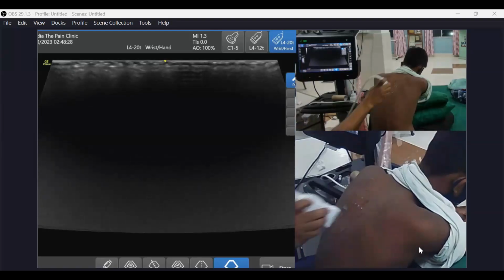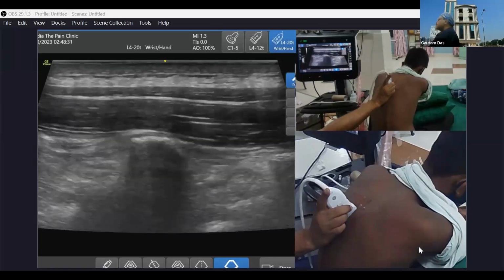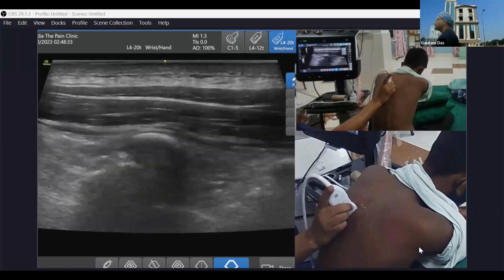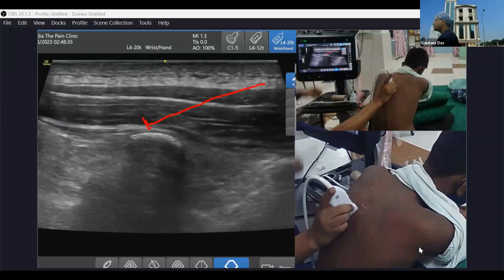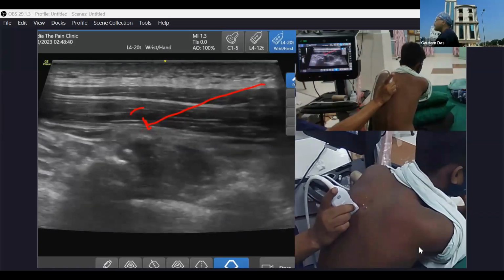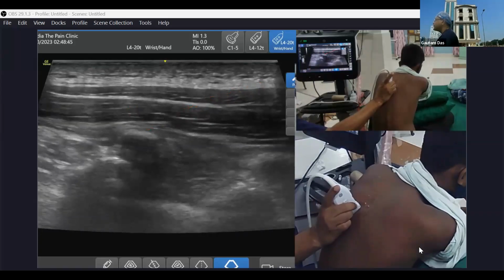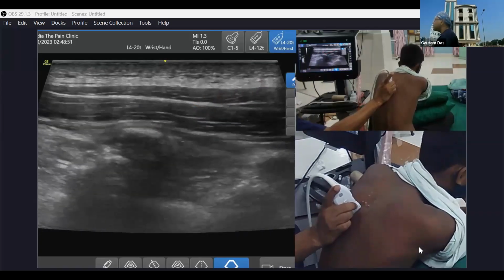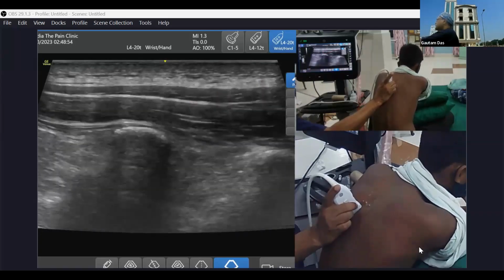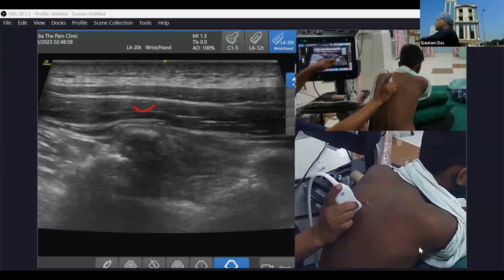Erector spinae block is very easy. In this same position, you come here, and what is this muscle? I told you, above the transverse process, the longissimus muscle. All are erector spinae, but there are four layers. On the transverse process, this is your longissimus. So you come here or come here and inject over here.